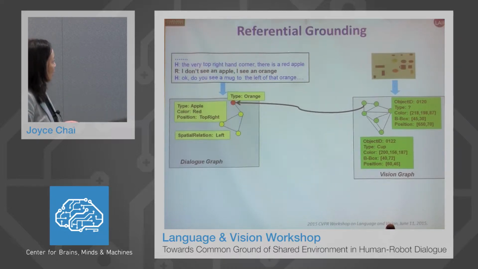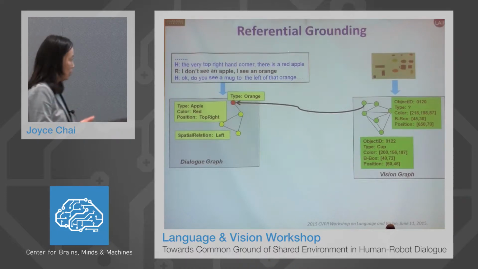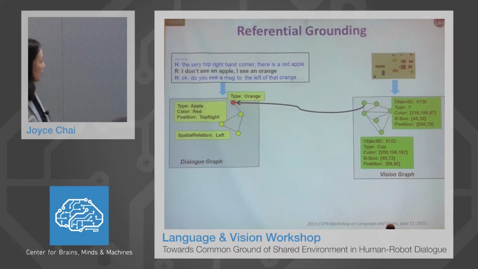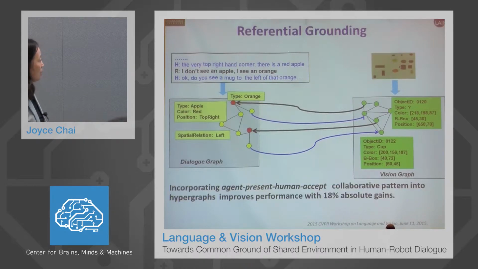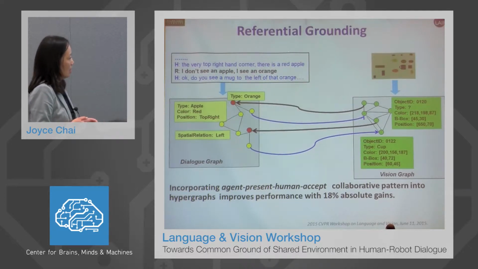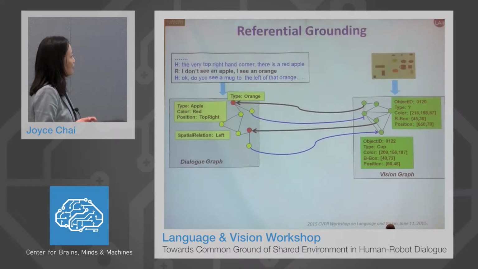So in fact, by incorporating what we call the agent-present-human-accept strategy, which actually happened quite frequently in the human dialogue data, into the graph matching, it will reduce the search space to find the matching hypothesis. So just by simply incorporating this collaborative pattern, we can improve the referential grounding with about 18% absolute gain.